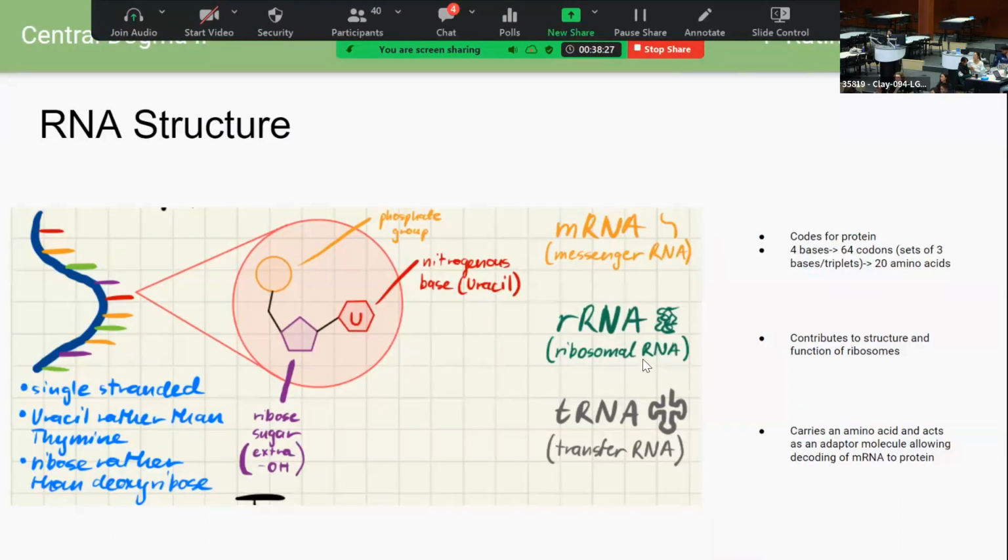While your ribosomal RNA is pretty much making up the ribosome. So your ribosome comprises different segments of rRNA. And finally, transfer RNA, it's a transportation system. It brings the amino acids to the ribosome, following the complementary base pairing rule with the codons on the mRNA.